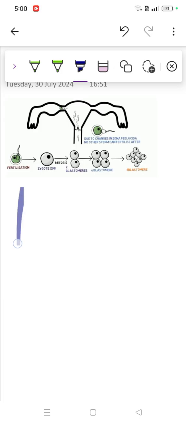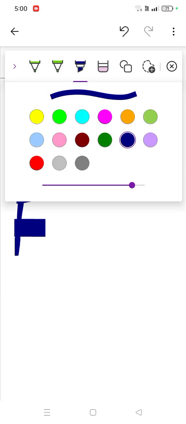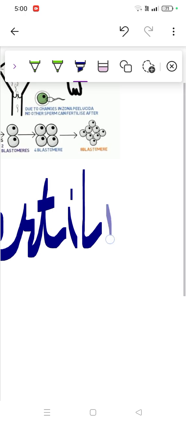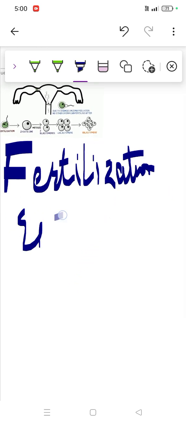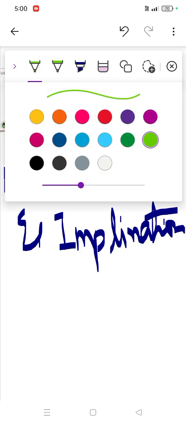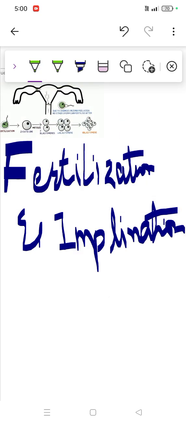So we are going to start fertilization and implantation. Fertilization intro, and like it was discussed, but here we need to know what fertilization is, so a basic definition. Fertilization and implantation. So let's say first thing we'll go with very basic.